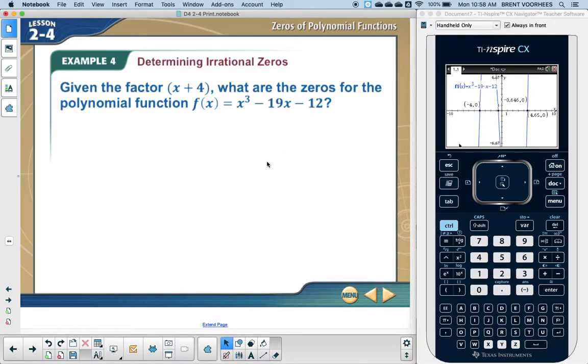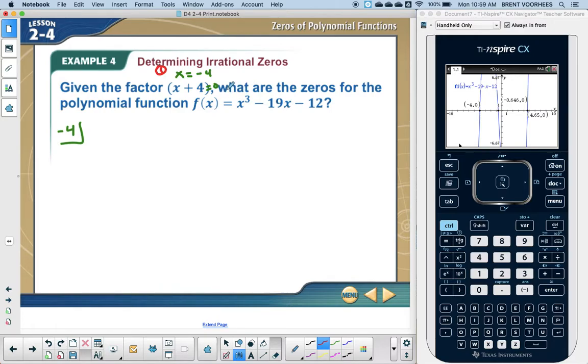So how do we find the irrational zeros? Well, here's what we do. Given this factor, you could find its zero by setting it equal to 0. You would subtract the 4, and we discover that this creates the zero of -4. Now I'm going to use the synthetic division we learned in lesson 2.3 to solve for my other zeros. The first step in synthetic division is you solve for what x equals, which in this case is -4.